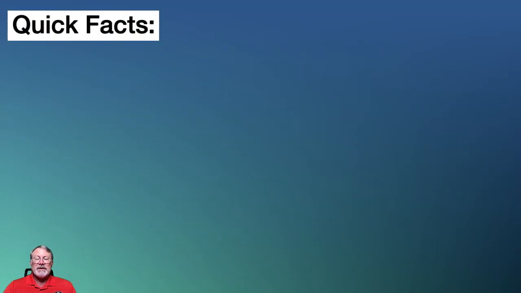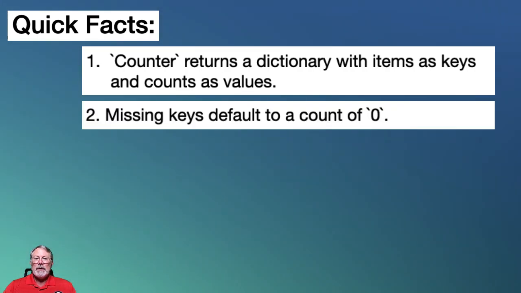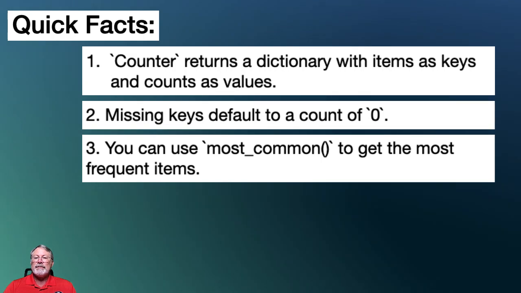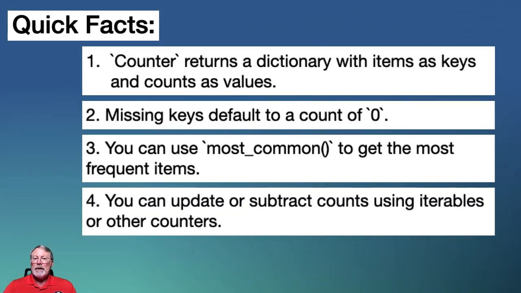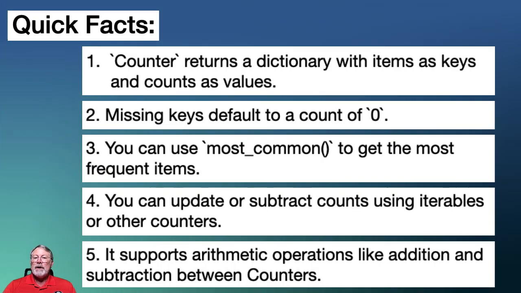Here are some things to keep in mind. Counter returns a dictionary with items as keys and counts as values. Missing keys default to a count of 0. You can use most_common to get the most frequent items. You can update or subtract counts using iterables or other counters. It supports arithmetic operations like addition and subtraction between counters.